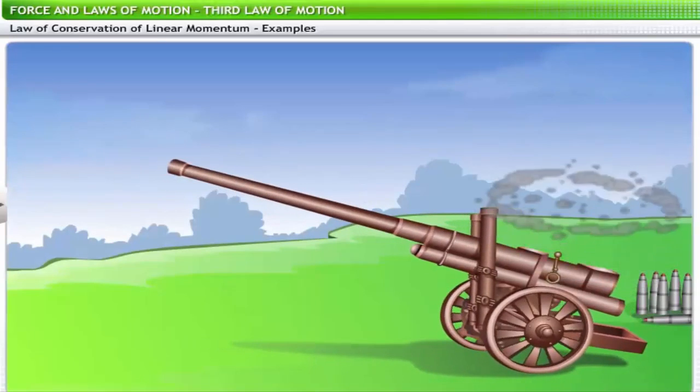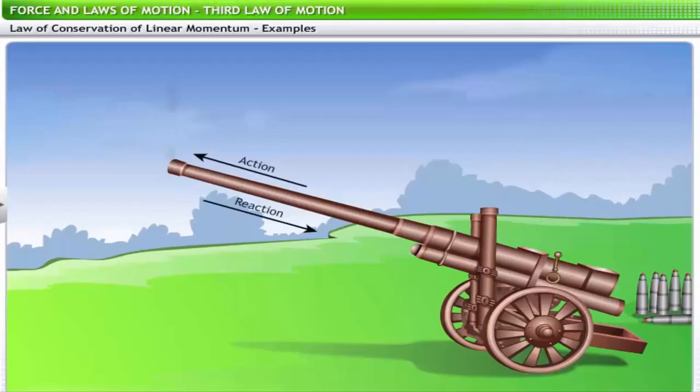Similarly, consider the example of a cannon. When a cannon is fired, the cannonball shoots off with a very high velocity. Since the force exerted by the cannon on the cannonball is equal to the force exerted by the cannonball on the cannon, the cannon is pushed back in recoil. If the wheels of the cannon are not locked, the momentum due to recoil makes the cannon roll backwards.